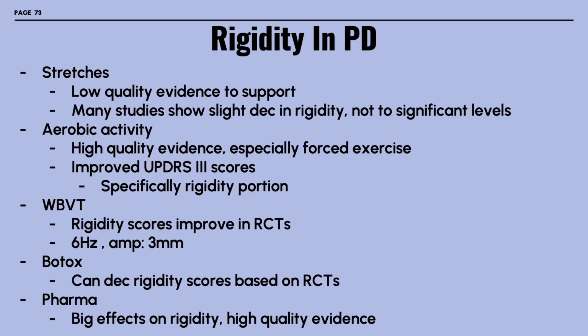Whole body vibration therapy has also been shown to improve rigidity scores in randomized controlled trials, specifically looking at that 6 hertz with an amplitude of 3 mm. With Botox, there's also a slight decrease in rigidity scores based on a couple of RCTs. However, I've not seen that too often in the clinic. With pharma, so things like Sinemet, there's a big effect on rigidity, and there's very high quality evidence to support its use for decreasing rigidity in Parkinson's.